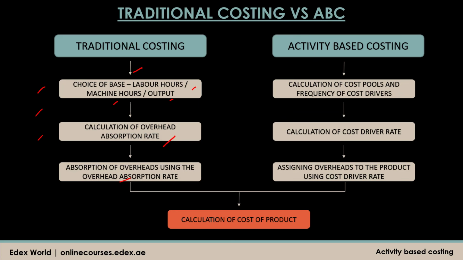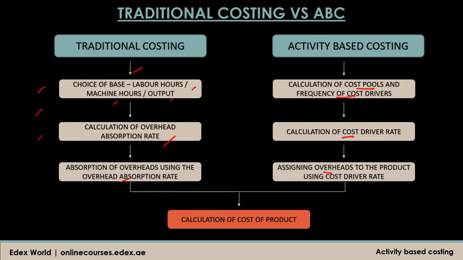Then what happens in activity-based costing? Cost pools are calculated. Let's say I talk about the salary that has to be paid to an employee: how much is the total salary paid? That is calculated. That is the cost pool, and the frequency of cost drivers. How many times that activity has been undertaken that has driven the overall cost, the number of times the activity has been undertaken, that has to be counted. And then the cost driver rate is calculated. And finally, using the cost driver rate, the overheads can then be apportioned over the output.